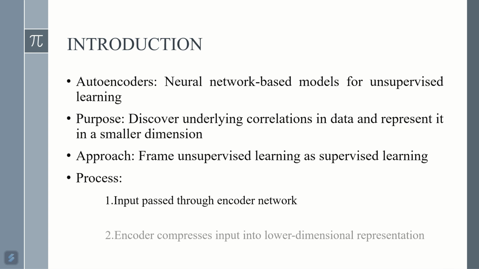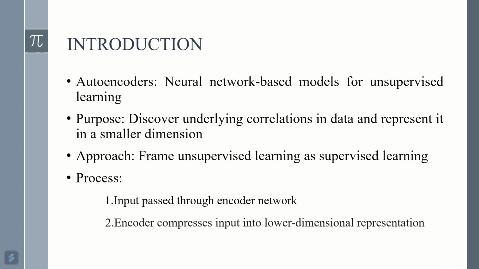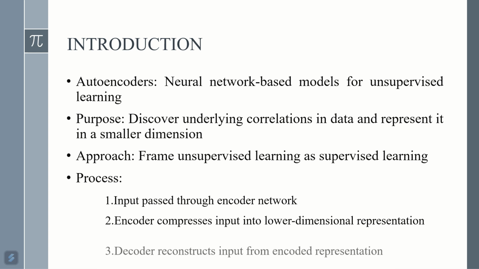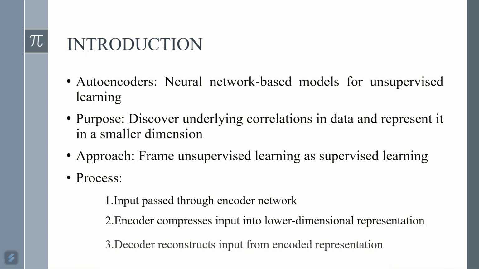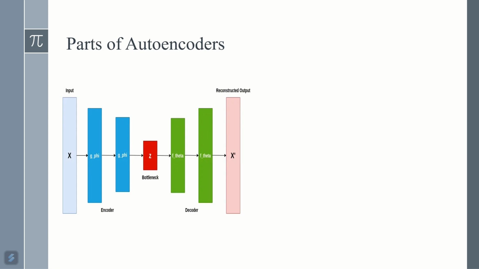The process they follow is like a game of telephone. First, the input data is passed through the encoder network, which squeezes or compresses it. Then, this compressed version is sent to the decoder network. The decoder's job is to reconstruct the original input based on the compressed version it received. It's like taking a secret message, encoding it into a simpler form, and then decoding it back to its original form.